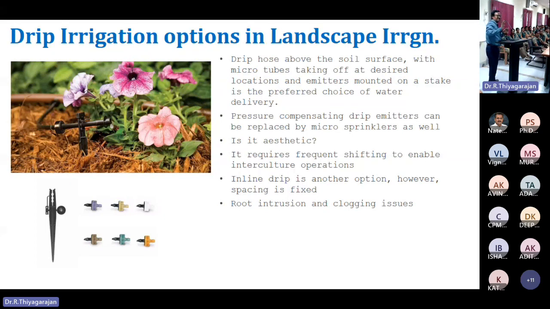So this is a standard thing where you keep a drip hose, take a 4 mm or 6 mm microtube, have one emitter there, and put that emitter on a stick. These things are what we will feel as an extra expenditure. But this is the procedure by which those plants ought to be irrigated. Next, please.